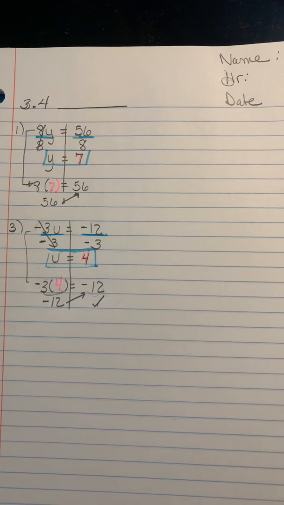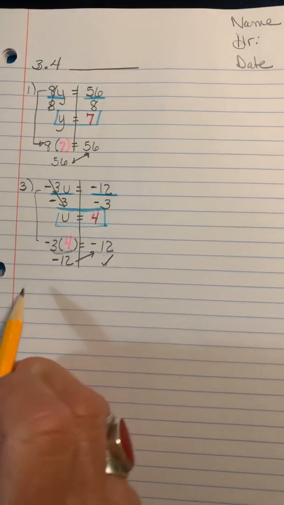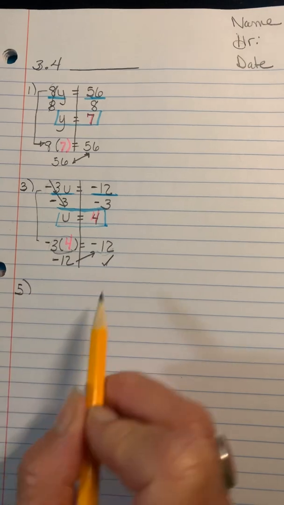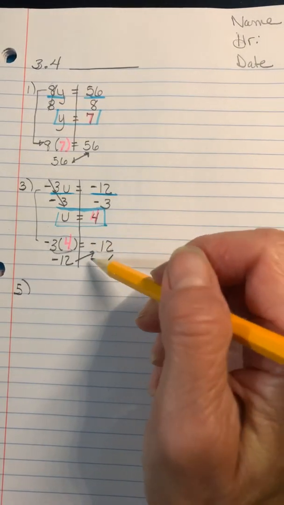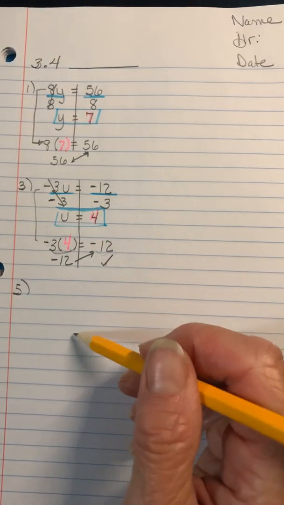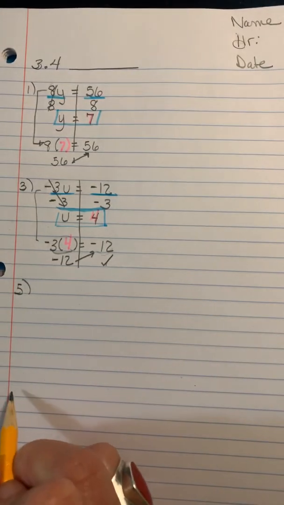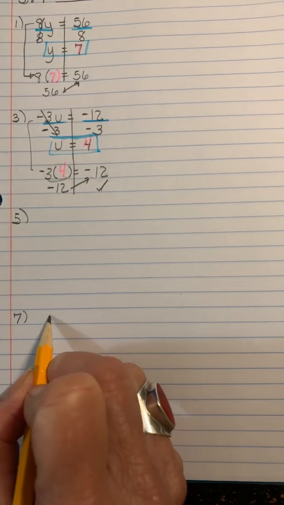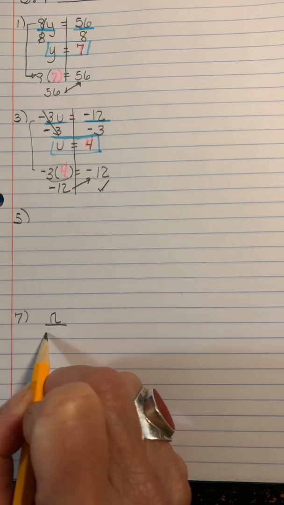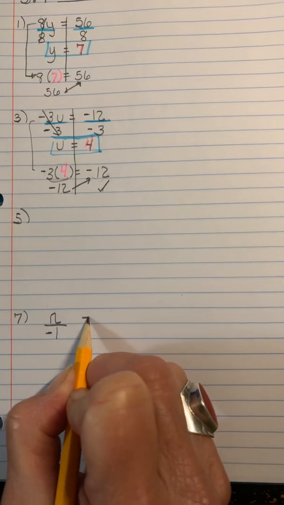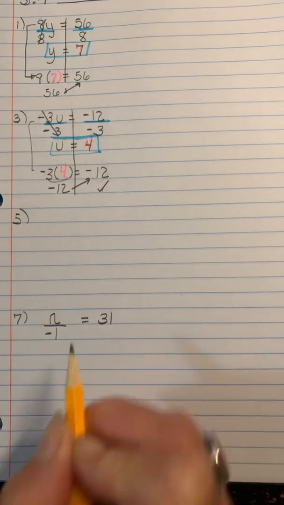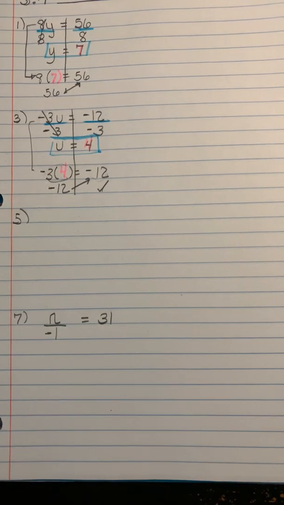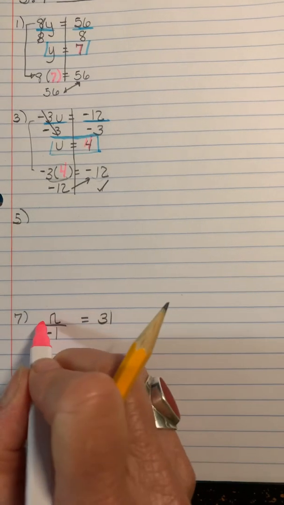I want to do question 7. So let's go 5. I need about 1, 2, 3, 4, 5 lines. 6, 1, 2, 3, 4, 5, 6, skip. So I'm going to put 7 right here. 7 is an example of a division problem. So I would have n divided by negative 1 is equal to 31. Undo division with the multiplicative inverse, which is multiplication.